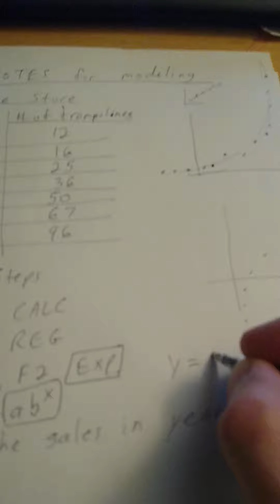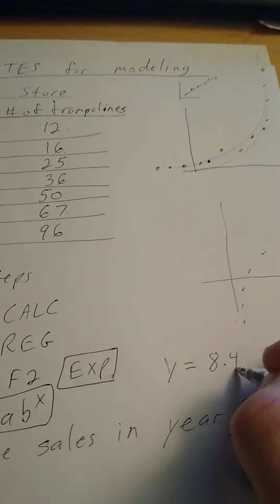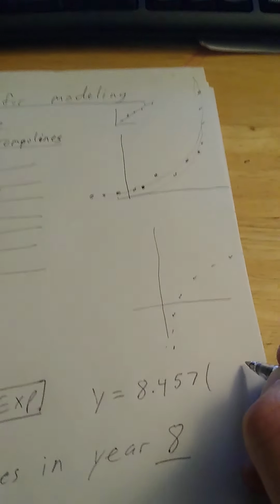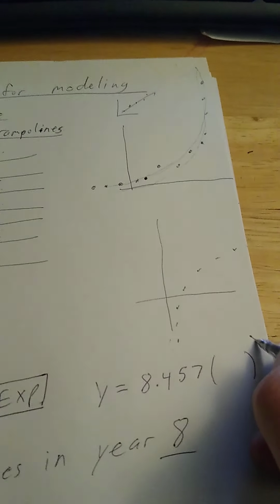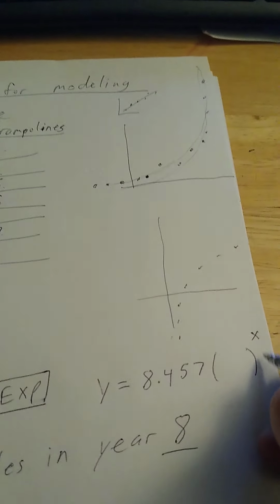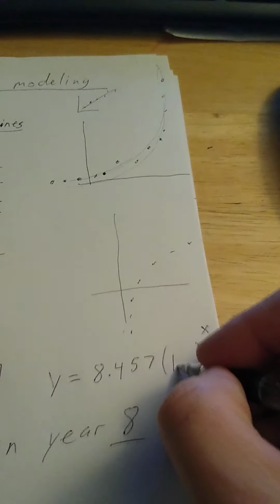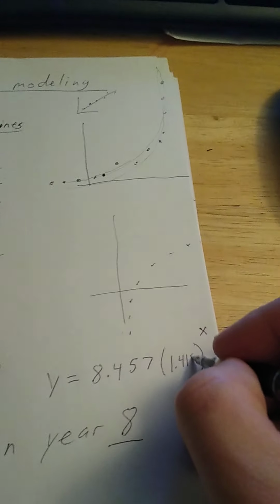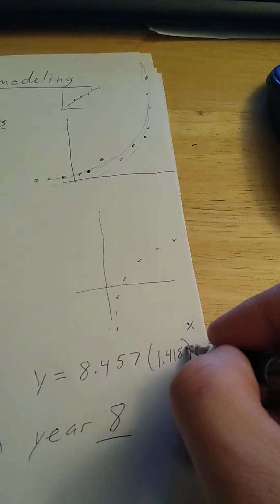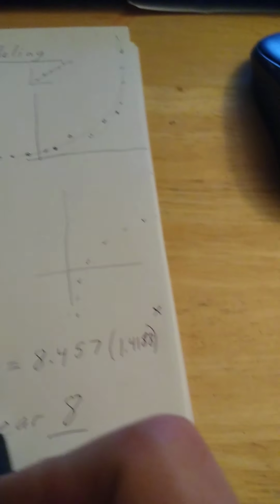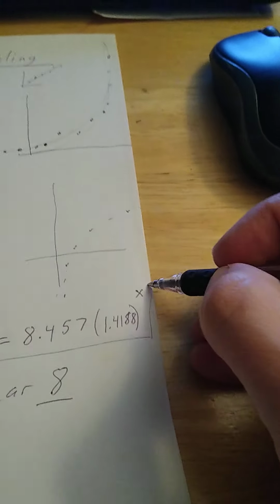y equals 8.457 times, and I like to use parentheses, and again, this is exponential, so I'm raising it to the x power. It's not times x, it's being raised to the x. I'm going to put my b value in here, 1.4188, take it out a little further. And that's the equation that predicts the number of trampolines being sold.